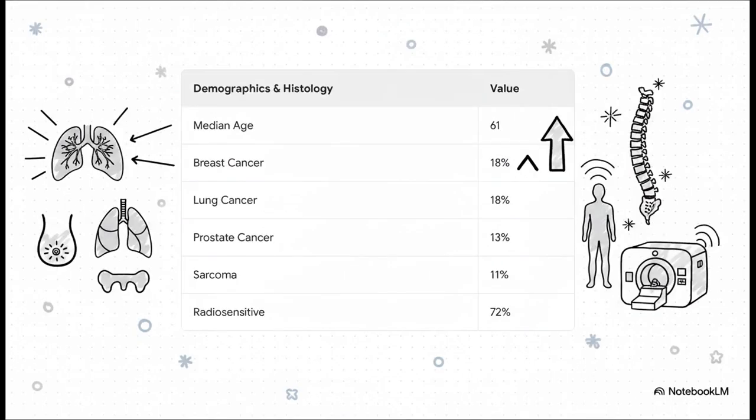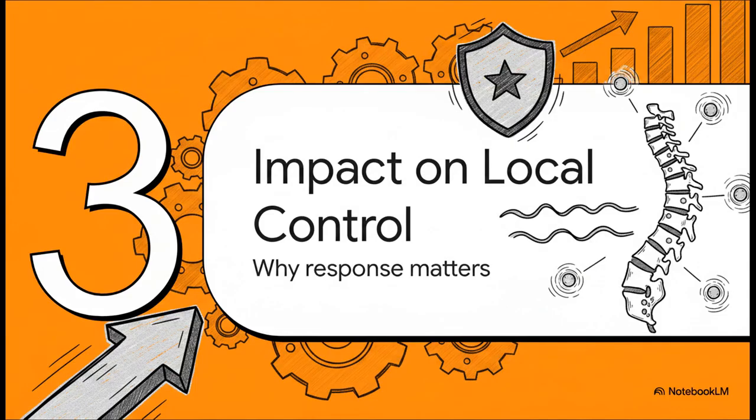And looking at the demographics, it's a really diverse group. We have a median age of 61, featuring breast, lung, and prostate adenocarcinomas, with about 72% of the tumors having a radiosensitive histology. But the most incredible takeaway here? 74% of these patients ultimately achieved a metabolic complete response, or MCR, on their nuclear imaging. Which brings us to Section 3, the impact on local control.